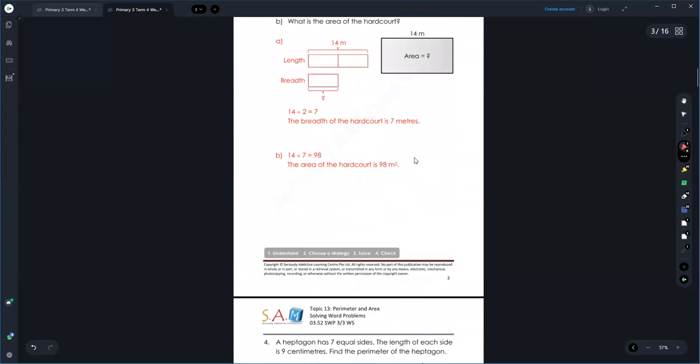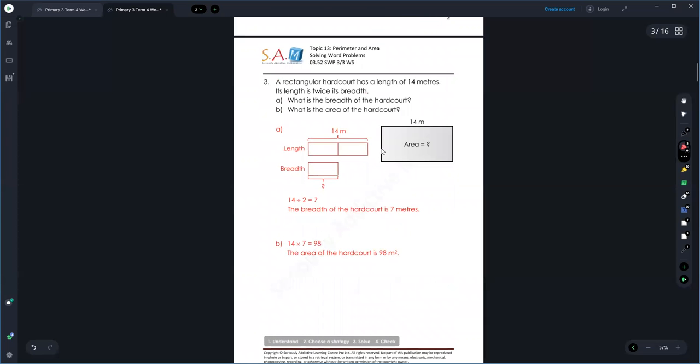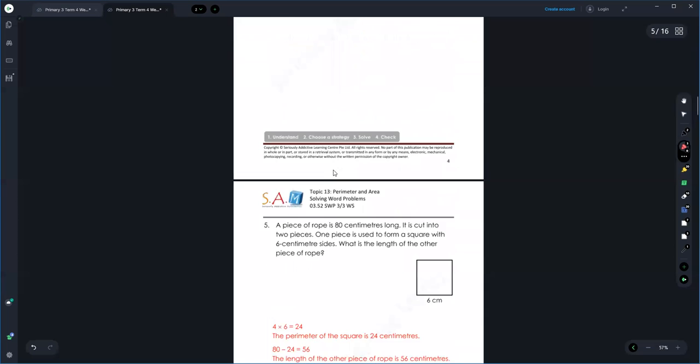Some of the questions, okay, so now you can get them to do one on their own. Okay, so this is very similar to the first question. They should be able to find it. So what they need to do is to find the breadth first. So they need to draw the length out. Length is 14 meters. Since it's twice its breadth, that means length is 2 units, breadth is 1 unit. Okay, after that, they should be able to find the other answer.